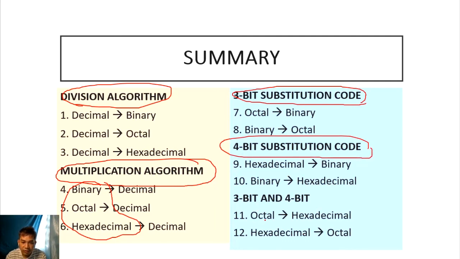If octal to hexadecimal, use first the 3-bit substitution code, then convert it again using the 4-bit substitution code for hexadecimal. Then for hexadecimal to octal, use first the 4-bit substitution code and then the 3-bit substitution code to get its octal equivalent. Those are all the conversion techniques we can use whenever we convert one number system to another number system.